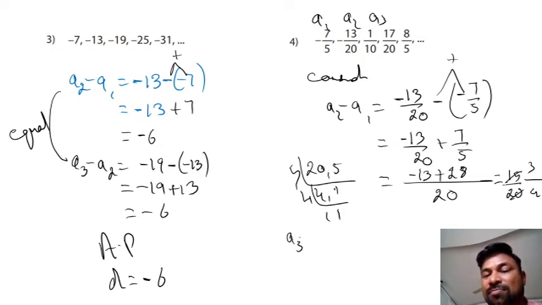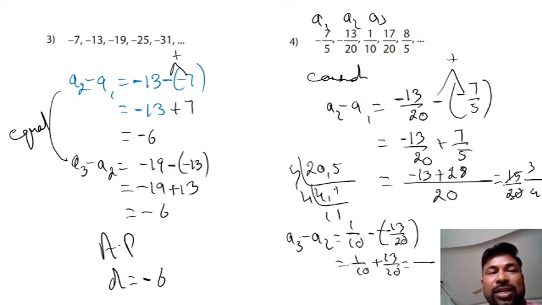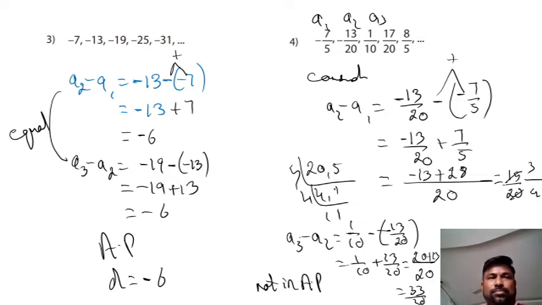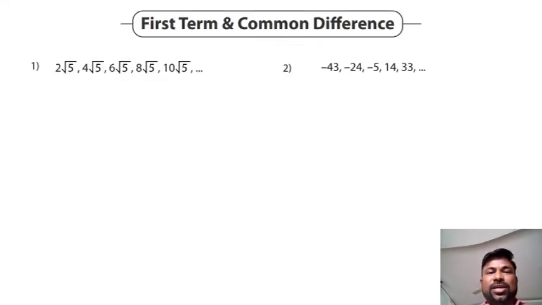Now let us see A3 minus A2. What is A3 there? 1 by 10 minus of minus 13 by 20. If you check, it is 1 by 10 plus 13 by 20. 20 is the LCM, so it's nothing but 20 plus 13, which is 33 by 20. Now they don't match, so it is not in AP. This is how we are supposed to find it. Okay, now let us get back to the other question.